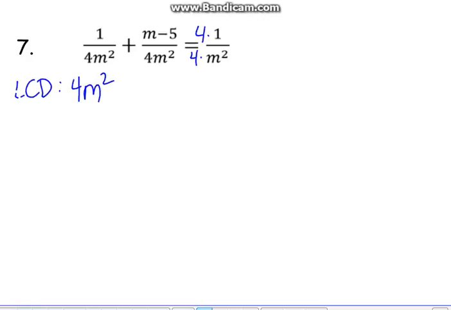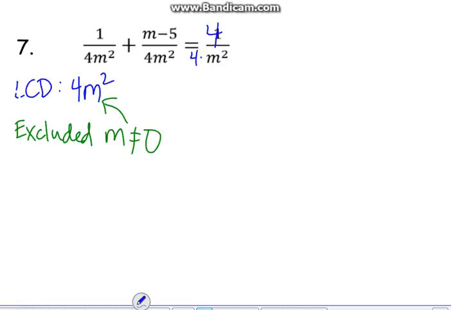Okay? What can we plug in to make this excluded? Again, we can plug in 0. 0 squared is 0, and 0 times 4 is 0. So we say that m absolutely, definitely cannot equal 0. Okay? So we're ready to go ahead and multiply this. 4 times 1, I'm even just going to rewrite this. 4 times 1 is 4.